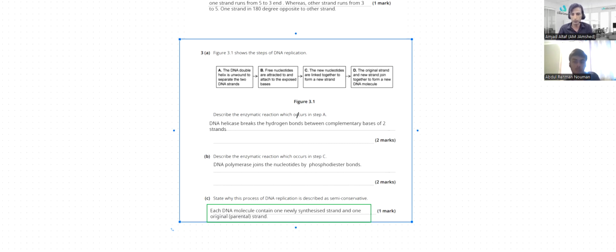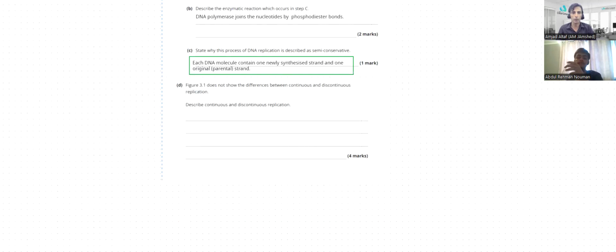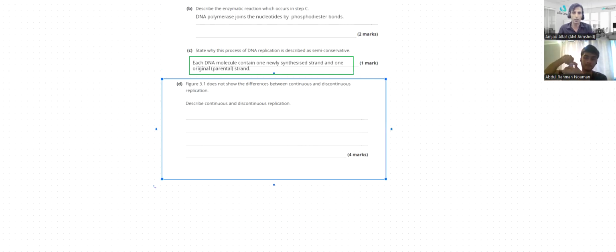Then after, I think we have another question you should link to this topic. It's a 4 mark question. Describe continuous and discontinuous replication. So this is what you can add here. Figure 3.1 is already given up there, but it doesn't show the differences between continuous and discontinuous replication. You just need to describe continuous and discontinuous replication, how we can differentiate this.